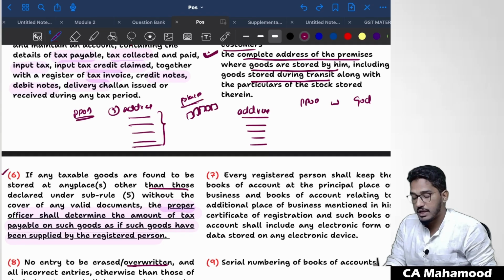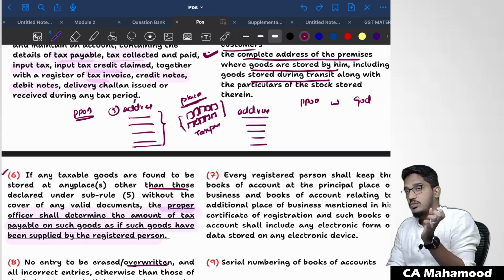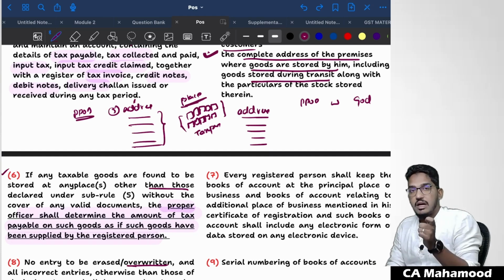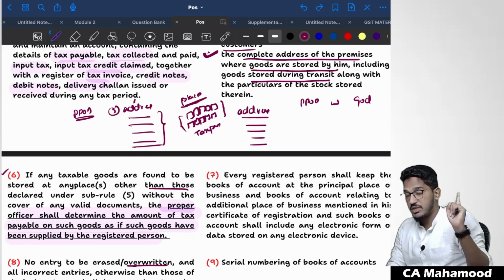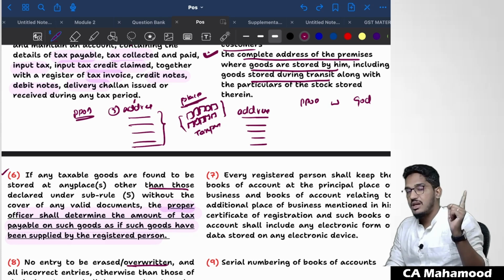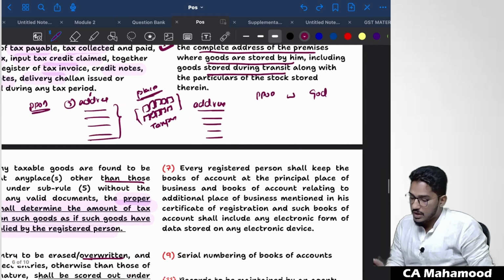In case on verification the proper officer finds that the stock is at this place and the address of this place is not there in the register, then all this stock he will deem as if you have supplied it. He will determine what will be the tax payable on that, and you have to pay that amount of tax. So that's why it is better that wherever you are storing your goods, all those addresses have to be updated in the register. In case the PO finds the goods at any place other than that mentioned in the register, he will treat it as if you have supplied all those goods and he will impose a tax on you. Next one, sub rule 7.